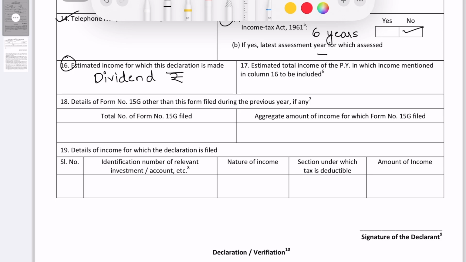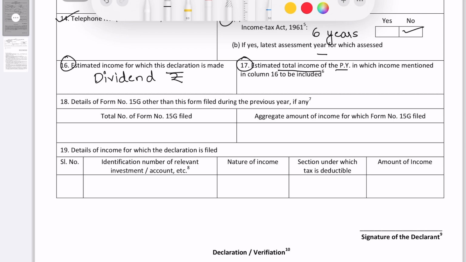But again, it depends on from company to company. So it is important to check which company we are talking about. All right, so we move to the 17th part. Now here is the total income that you will be getting in this financial year. Now, please do not read this previous year as last year.